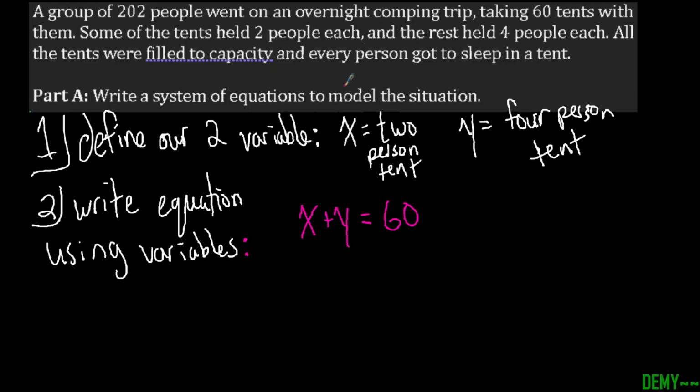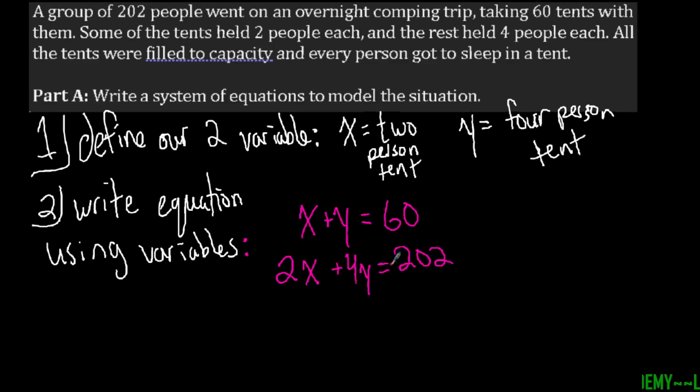But then we say, okay, well, how many people are we talking about? Well, there's 2 people for every 2-person tent, and there's 4 people for every 4-person tent. And we're saying that has to be equal to the number of people, which is going to be 202. So this is going to be our system of equations for this problem.